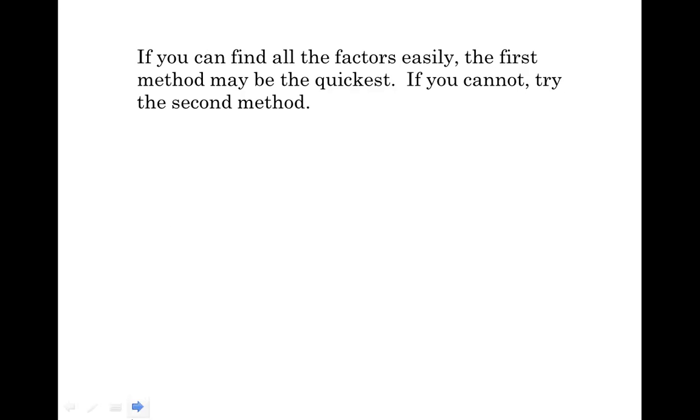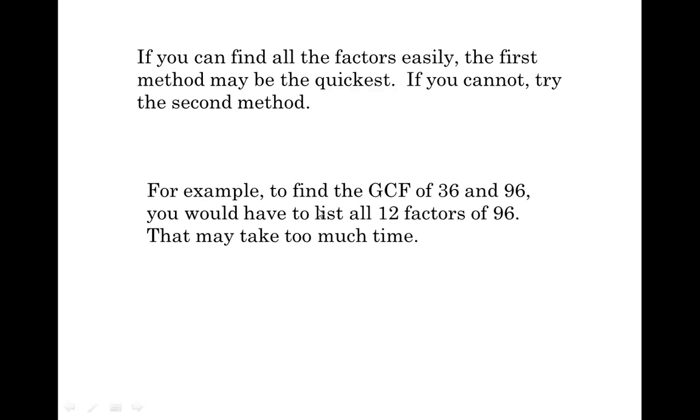Now sometimes it's easy to do it by the first method if you can find the factors quickly, but the second method may be more useful if you can't find the factors quickly. If I'm going to look at 36 and 96 and I want to find all the factors of those, 96 has 12 factors and you may miss some of them. So listing all those may take too much time.